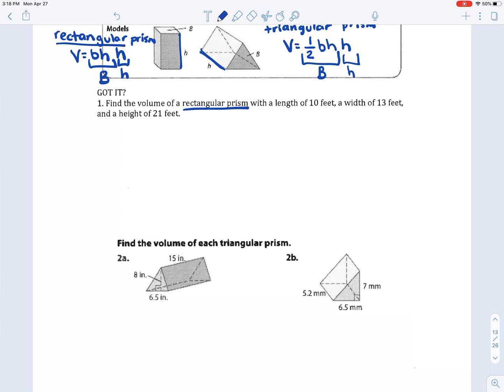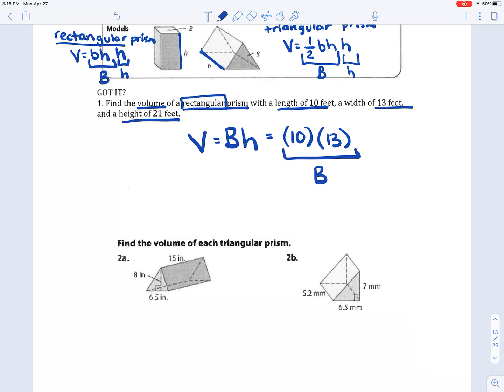Number 1, find the volume of a rectangular prism with a length of 10, a width of 13, and a height of 21. First, I would write out, I need V for volume, and my volume formula for a prism is the area of the base times the height. Since I see it's a rectangular prism, I know I'm not involving 1/2. I need the length times the width, that gives me the area of the base, times the height of the prism.